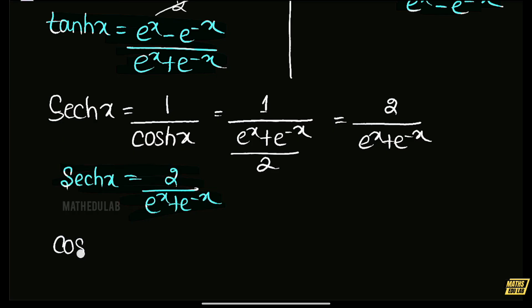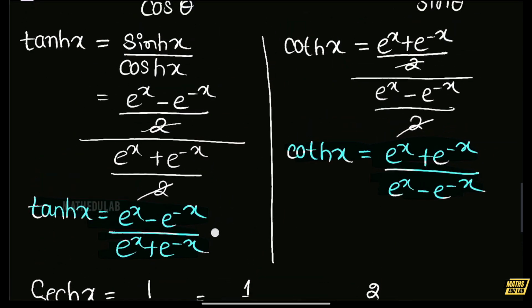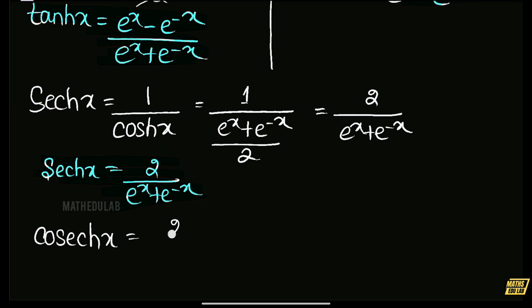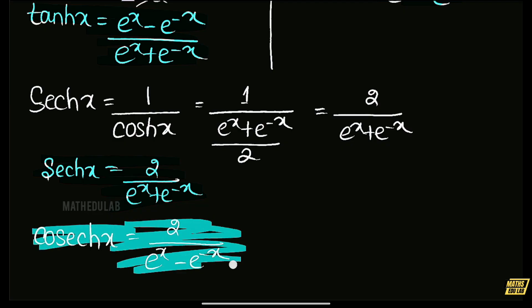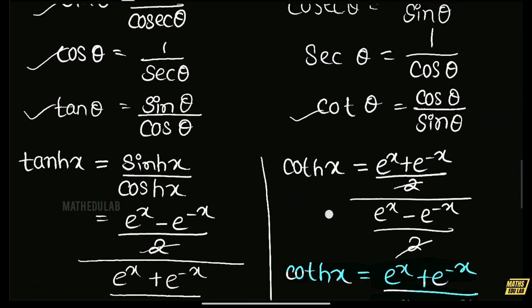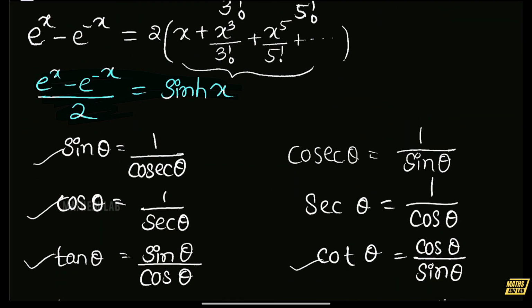Similarly for cosec hyperbolic x, we know the formula for cosec theta is 1 by sine theta, and the sine hyperbolic value is e to the power of x minus e to the power of minus x by 2. So we write it as 2 by e to the power of x minus e to the power of minus x. So this is our cosec hyperbolic x formula. So these are the 6 formulas of hyperbolic functions. So we found all the 6 formulas for the hyperbolic functions.